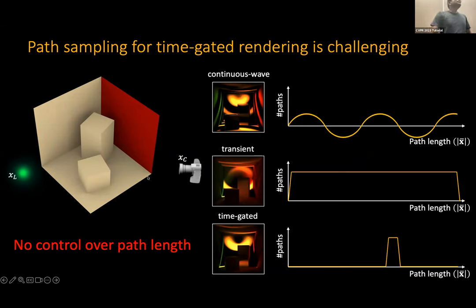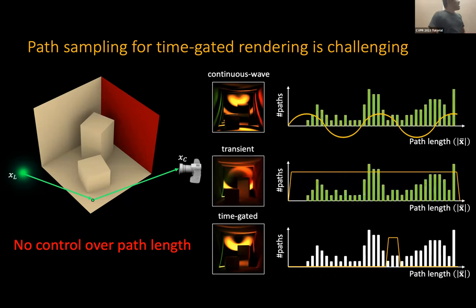So most existing path sampling techniques have no control over the path length, right? So they generate paths agnostic to the path length. And most of these paths that are generated are going to be weighed with some weight, but they're accepted by the continuous wave time of flight camera and the transient camera. Whereas for the time-gated camera, most of these paths are going to get rejected. Only like 1 or 0.1% of the paths are going to get accepted by the time-gated camera, meaning most of the paths that we have generated are going to waste. They're getting multiplied by just zero, right? So it's a lot of wasteful path generation, and hence rendering for time-gated cameras is difficult.